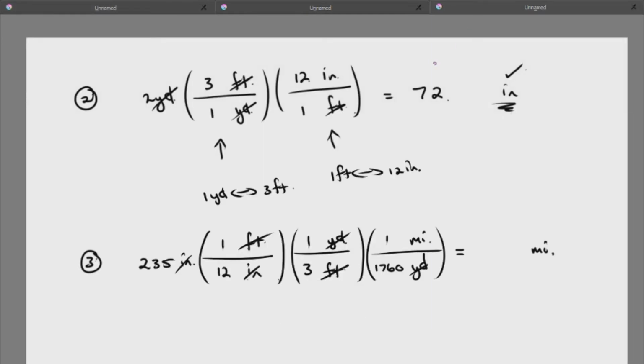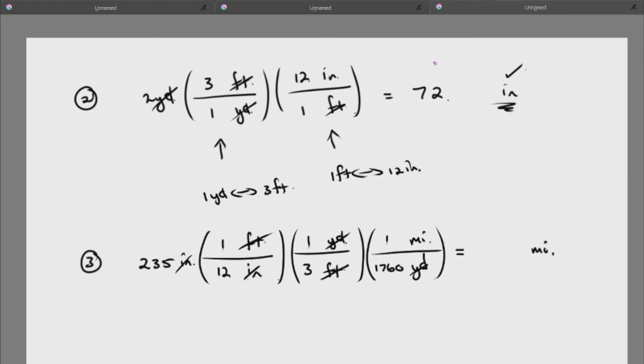Any thoughts on that one? Yes? To put that in my calculator, I would do 235 times 1 over 12 times 1 over 3 times 1 over 1760. The 235 is the first number. You can say times 1 divided by 12, but because it's 1, you don't have to. So to be more efficient, you can drop all the 1s and say 235 divided by 12, divided by 3, divided by 1760. The units will always have a 1 somewhere, which you can ignore.